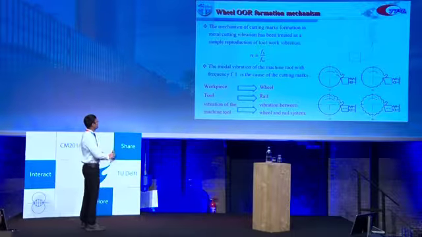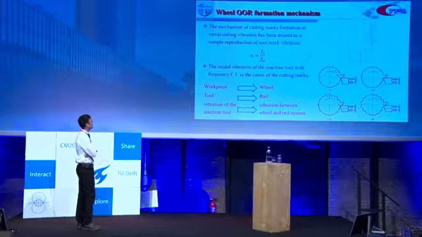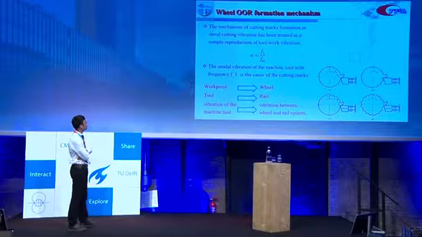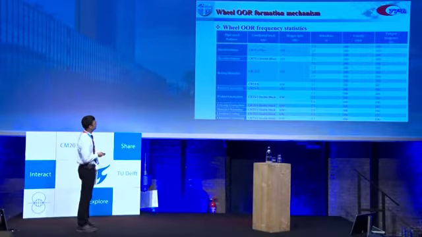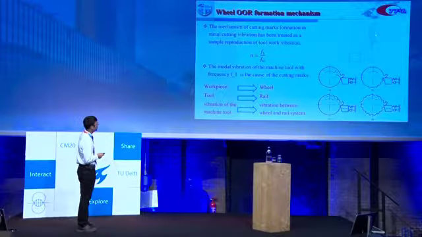As we all know, the mechanism of cutting marks formation in the metal cutting process has been treated as a sample reproduction of tool-workpiece vibration. The vibration frequency between the workpiece and the tool, and the rotation frequency of the workpiece, and the N stands for the marks of the workpiece surface. The number of marks is related to the ratio of vibration frequency and the rotation frequency.